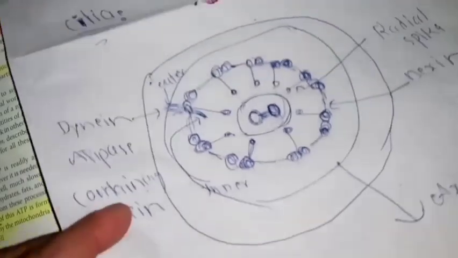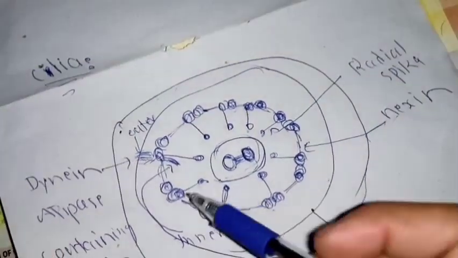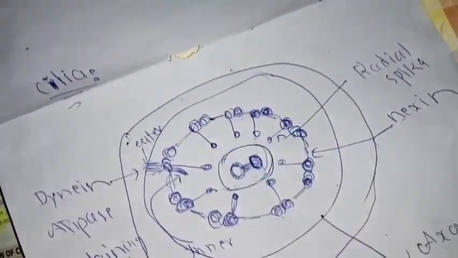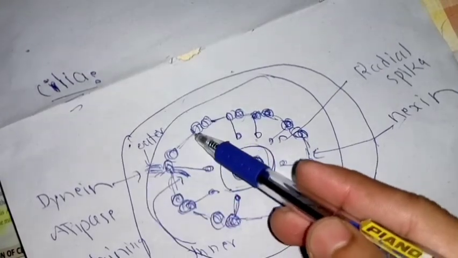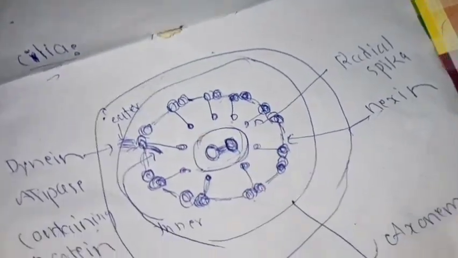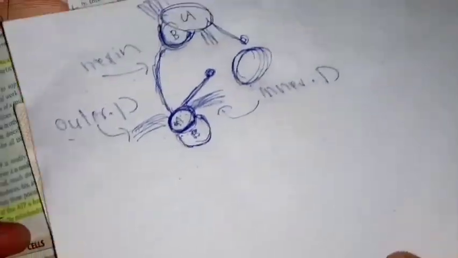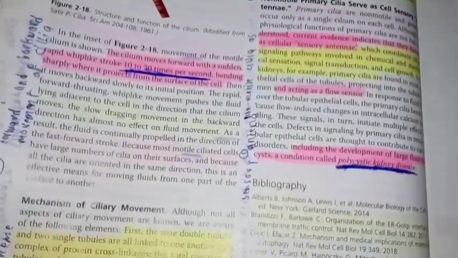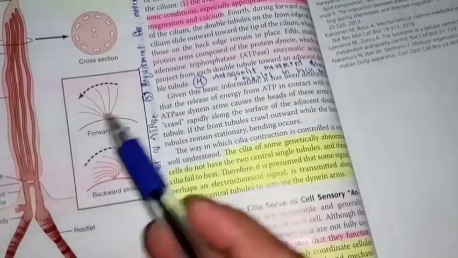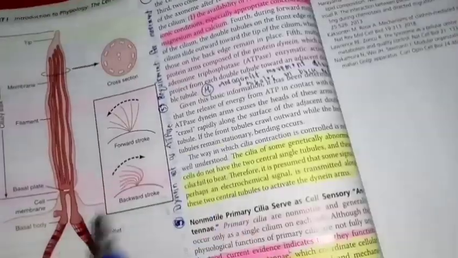Now this is the overall structure which I have explained: the central tubule, the microtubule surrounding structure, the nexin protein, the radial spike, the dynein, and then further detail of the duplet microtubule. Now we will discuss some other mechanism. We will discuss the mechanism of ciliary movement of the cilia, the forward stroke and the backward stroke.